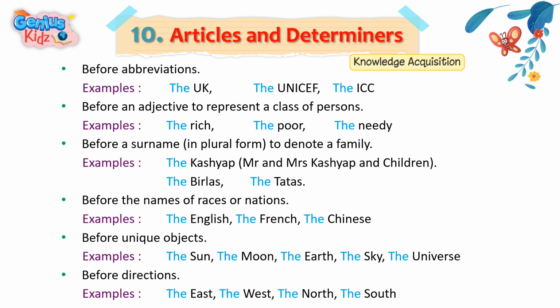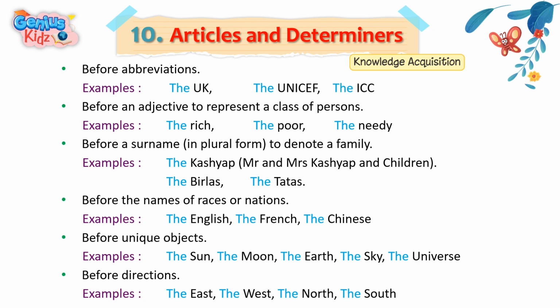Before a surname, in plural form, to denote a family. Examples: the Kashyaps, Mr. and Mrs. Kashyap and children, the Birlas, the Tatas. Before the names of races or nations. Examples: the English, the French, the Chinese.